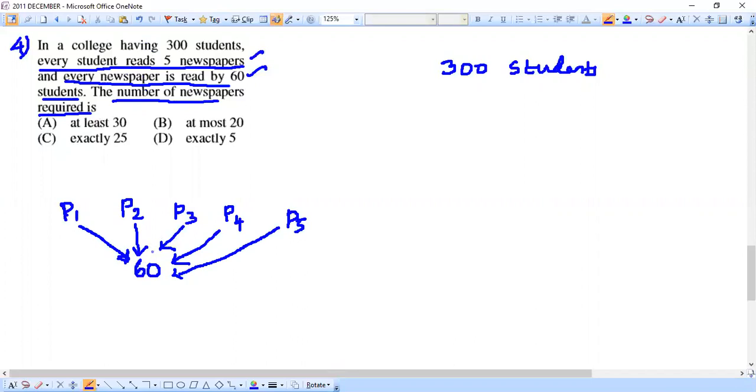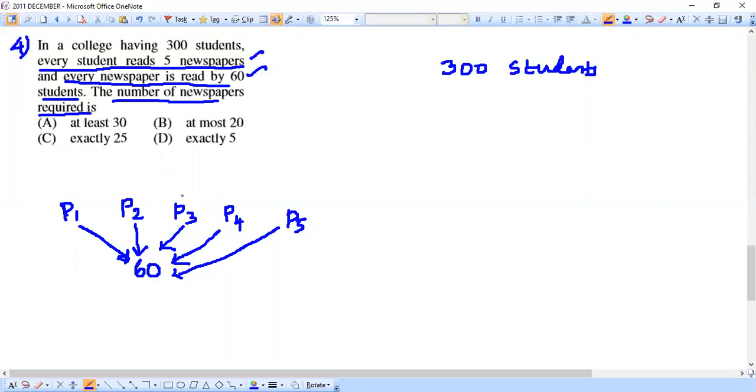That we have to think. Every paper is read by 60 students or not? If we take paper 1, yes, exactly 60 students are reading. Paper 2, yes, also exactly 60 students are reading. Paper 3 also exactly 60. Paper 4 exactly 60. Paper 5 is also exactly 60 students. So if I take any of these papers, exactly 60 students are reading the paper.